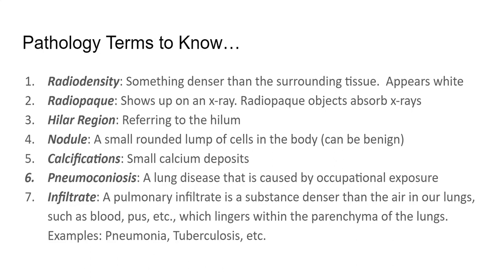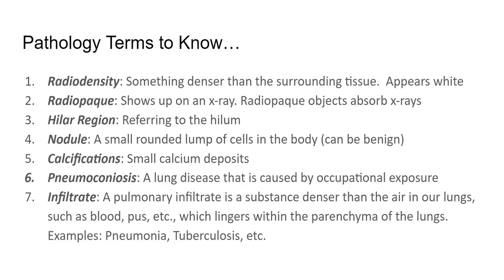Last one, an infiltrate. So a pulmonary infiltrate is a substance that is denser than the air in our lungs. So again, it'd be a radiodensity. It would also be radio-opaque. It could be something such as blood or pus, and it lingers within the parenchyma of the lungs. So, that's causing perhaps a shortness of breath. Maybe they're expelling some of that when they cough.